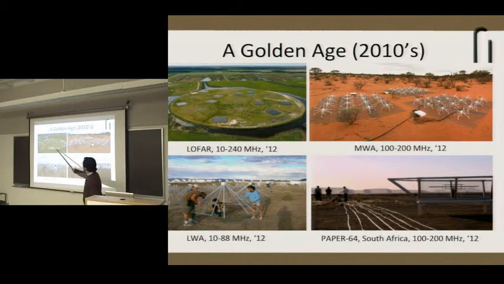There's LOFAR up in the Netherlands, the MWA in Australia, using tiles. We have the long wavelength array, LWA, in New Mexico, which is being applied to an experiment to measure the dark ages, which is kind of redshifts 20 and higher.